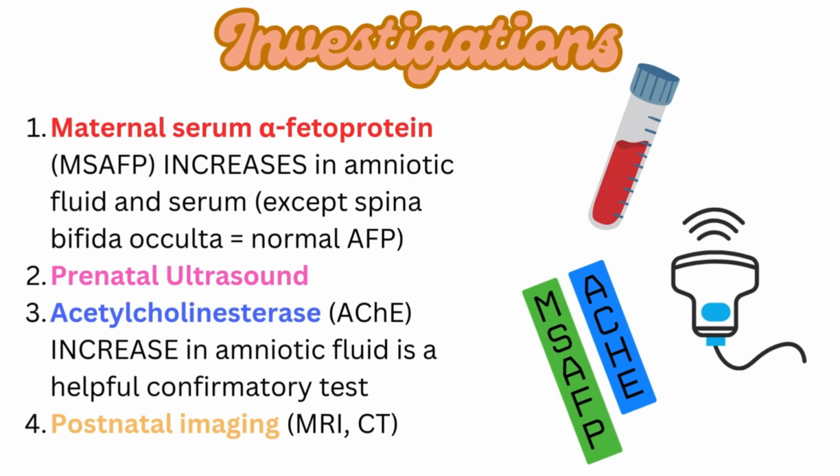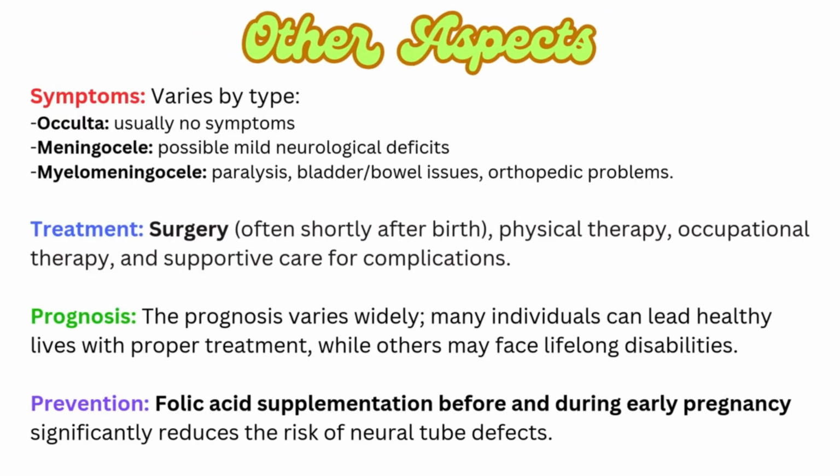Investigations include a maternal serum alpha-fetoprotein level, which increases in the amniotic fluid and serum, prenatal ultrasound, acetylcholinesterase, which also increases, along with postnatal imaging. Symptoms vary by type, starting from usually no symptoms to mild neurologic deficits up to paralysis, bladder and bowel issues, and orthopedic problems. Treatment includes surgery, often shortly after birth, physical therapy, occupational therapy, and supportive care.